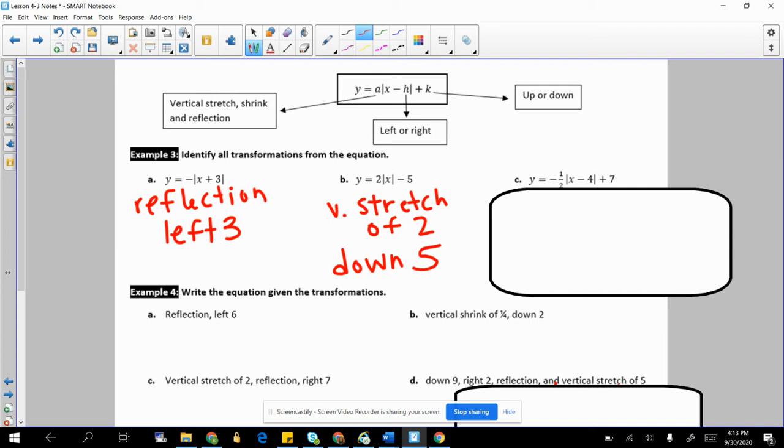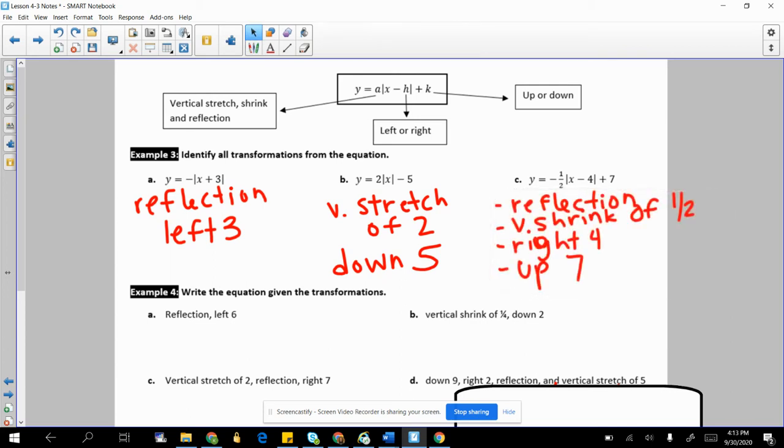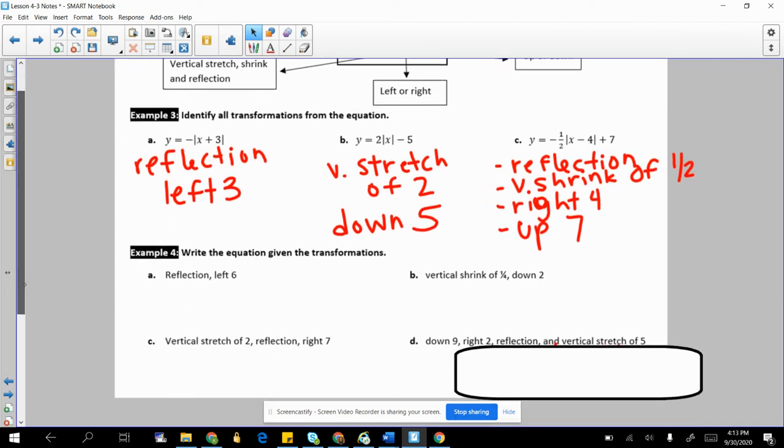Okay? I would like you to try part C. All right, there are quite a few transformations here, so hopefully you got them all. The negative means there's a reflection. The 1/2 means there's a vertical shrink of 1/2. The x minus 4 on the inside means you move to the right 4, and the +7 means you move up 7.